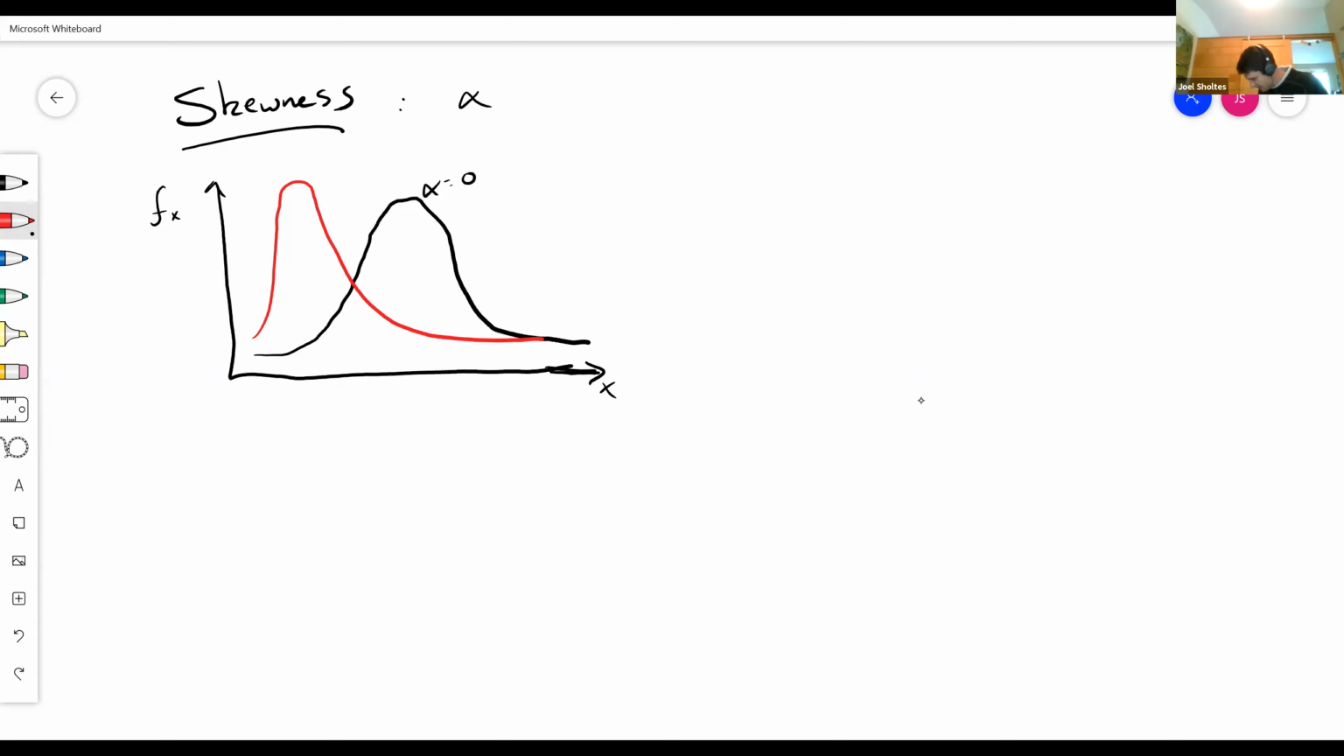There we go, positive skew. Okay. All right, so alpha is greater than zero. And if we have a distribution that's kind of like this, then we have alpha is less than zero. So this is our positive skew, or skewness. And this is our negative skewness.